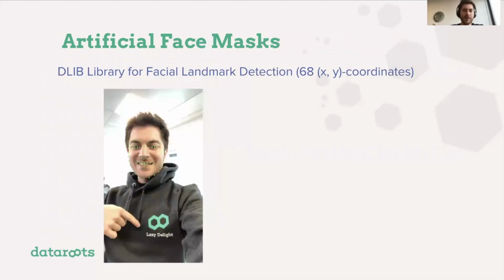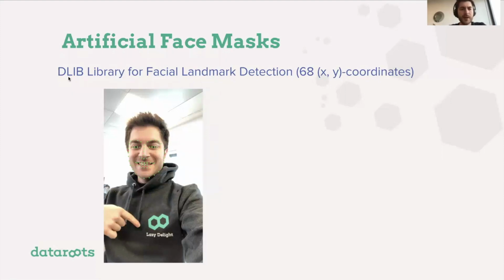So how can we put masks on someone's face? We need to use the facial landmark coordinates. In this case, we use the nose coordinates and the chin coordinates to put the artificial mask. And to find the facial landmarks, we use the DLIB library, which is written in C++.